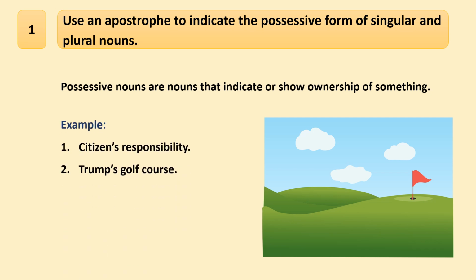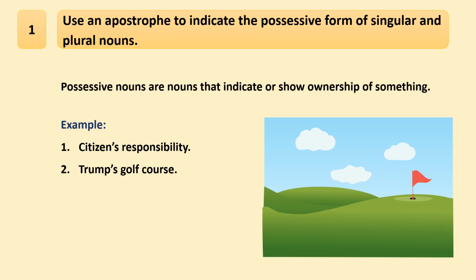Let's look at these examples. Number one, citizen's responsibility. So the noun here is the citizen, and we use an apostrophe to indicate that the citizen owns the responsibility. So we include an apostrophe to show ownership. The apostrophe makes the noun a possessive noun.